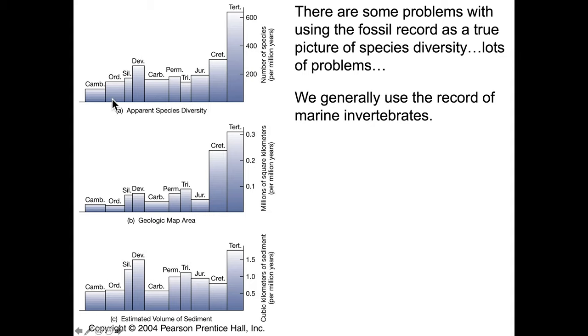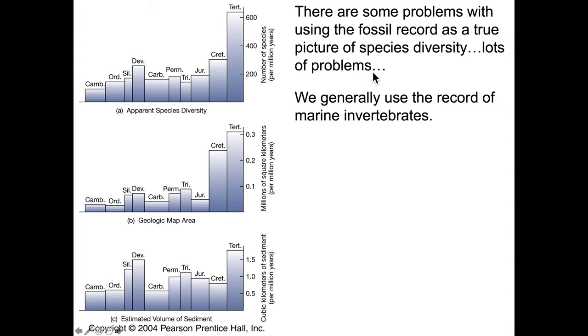So when we look at apparent species diversity here in figure A, we can see that the period with the most abundant species is the Tertiary. As we go back in time, species become more and more rare. Now, this isn't to say we have more species today than we ever have in the past. It's a problem with the fossil and rock record.